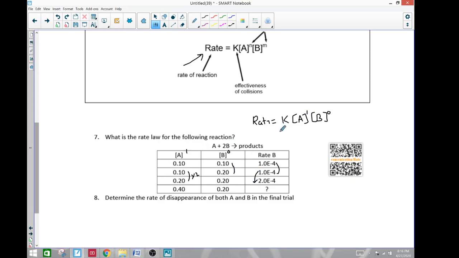And then if I want to figure out my actual K value, let's do that here. So I'm going to type in some information. Let's just go 1.0 e to the -4th equals K, concentration of A, 0.1 first, and B doesn't matter. So I'm going to divide out, which is going to mean K equals 1.0 e to the negative third.